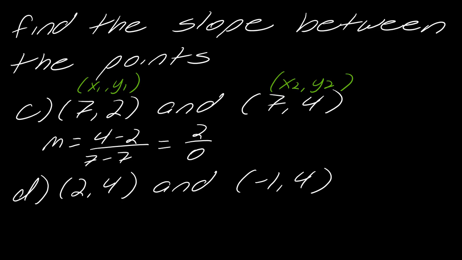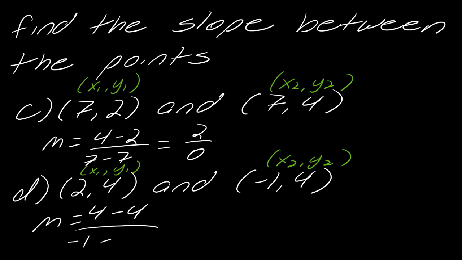Let's contrast this now to D. With D, we'll do the same thing. This will be my x1, y1 and this will be my x2, y2. Okay, so I've got 4 minus 4 over negative 1 minus 2, and this gives me 0 over negative 3. I just wanted to compare these two cases here.